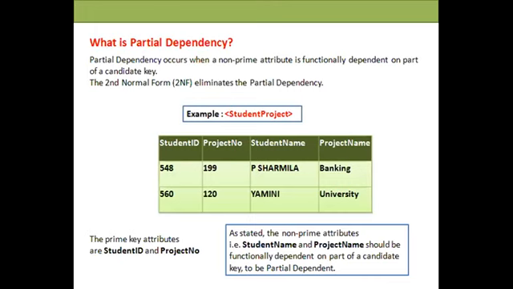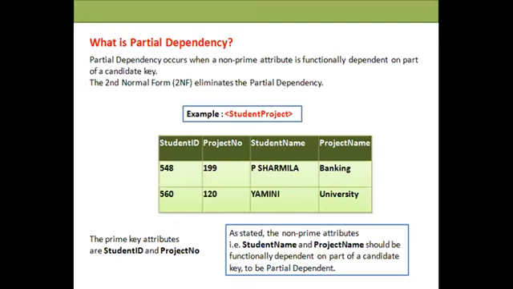So the second normal form, 2NF, eliminates partial dependency. So what is partial dependency? By seeing one example, you can understand partial dependency. For example, I have a student project table. In this table, I have student ID, project number, student name, project name. In student ID, I have two records. Project number, I have two records, same way student name and project name.